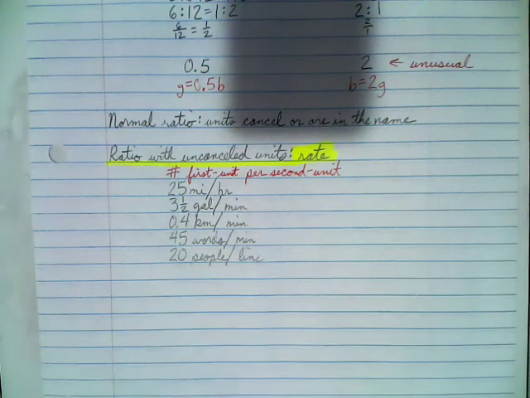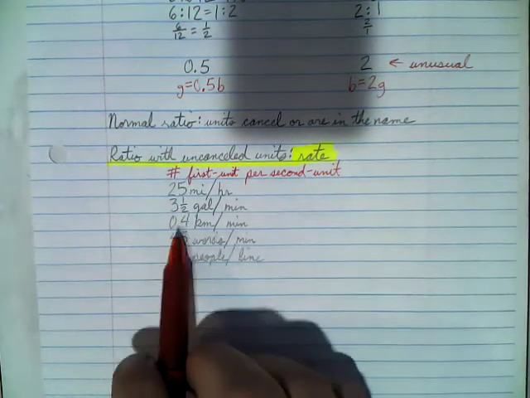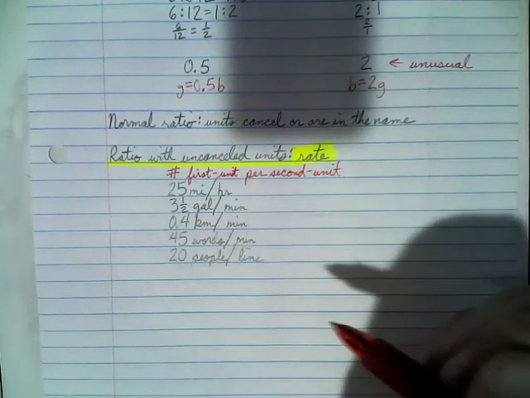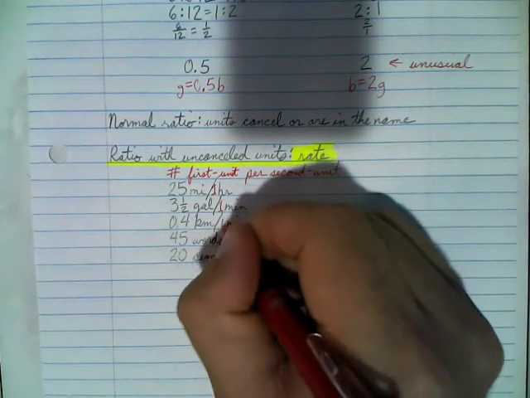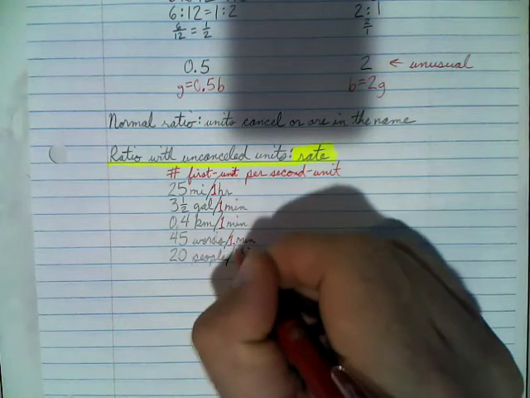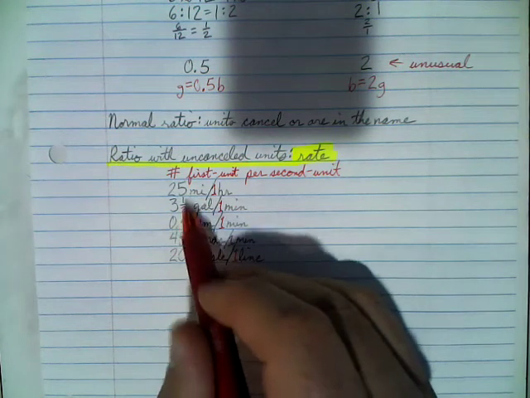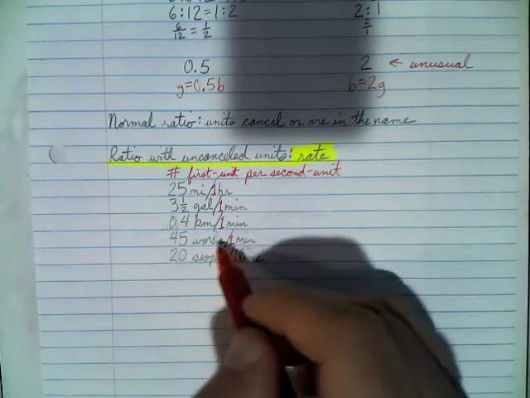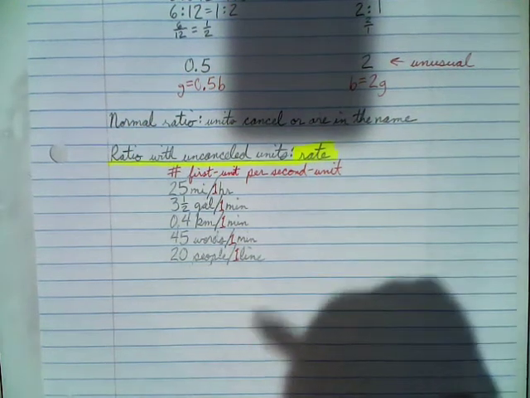These are all rates. Now remember that a rate is a ratio, and a ratio is a comparison of two numbers. And you can very obviously see one number in each of these, but where's the other number? Well, when we use per, we have a hidden 1 in each of these. So this first one is really 25 miles for every 1 hour, 3.5 gallons for every 1 minute, 0.4 kilometers for every 1 minute, 45 words for every 1 minute, 20 people for every 1 line. So we always have that hidden 1.